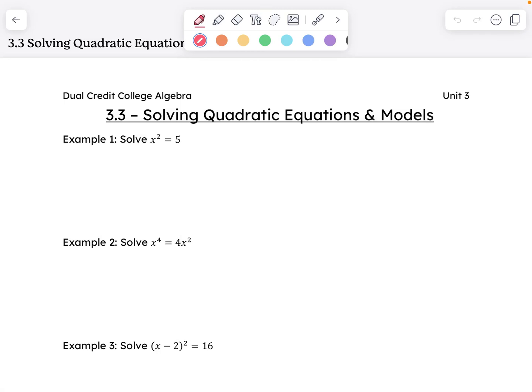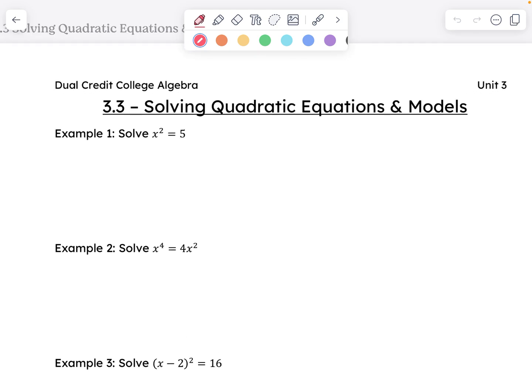Hey guys, today we're looking at solving quadratic equations and some models, which means problem solving with quadratic equations. So some equations are easy to solve, like our first example.